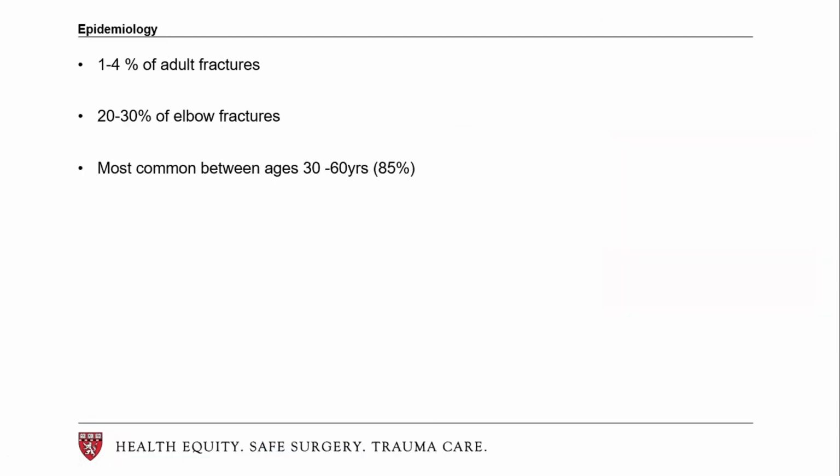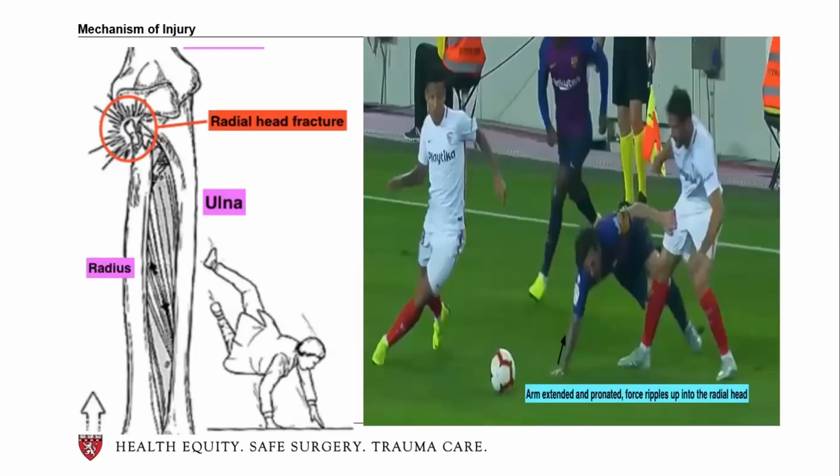Radial head fractures account for about 1 to 4% of adult fractures and about 20 to 30% of elbow fractures. It's most commonly seen between the ages of 30 and 60 years. The mechanism of injury is commonly a fall on an outstretched hand. So the arm is extended, the forearm is pronated, and the forces will ripple through the radius, impacting the radial head, the capitellum. On some occasions, it's a direct blow to the lateral aspect of the elbow. For those who watch football, this is how Messi injured his radial head.